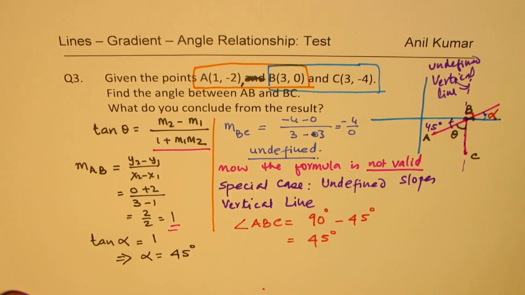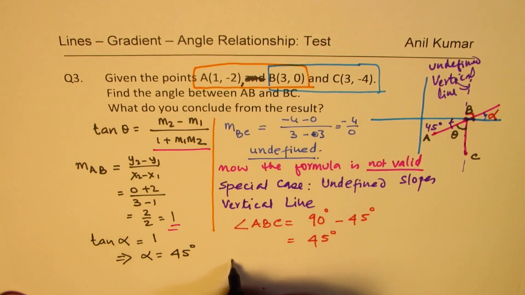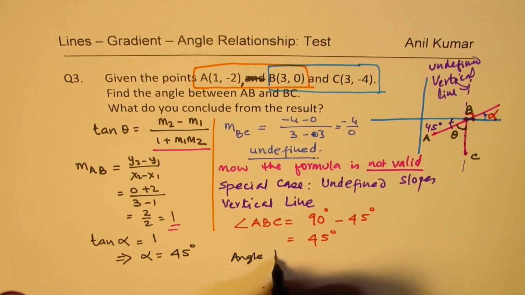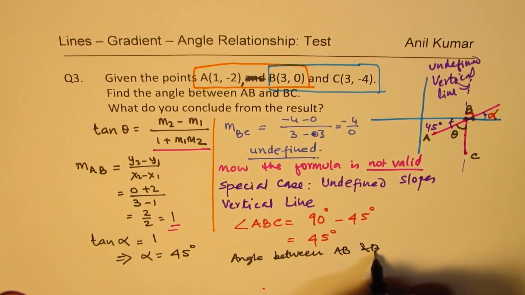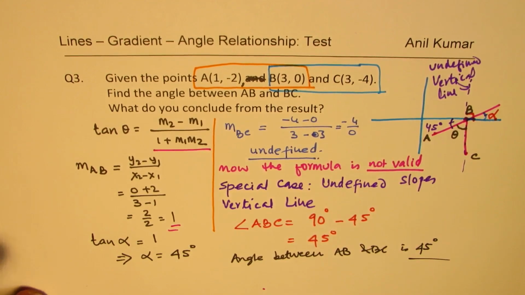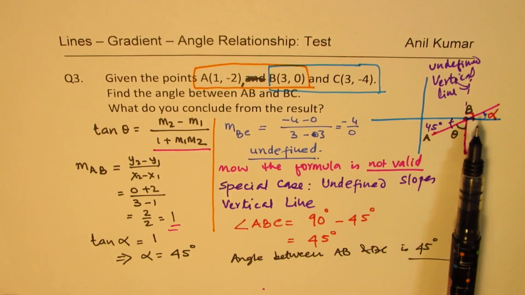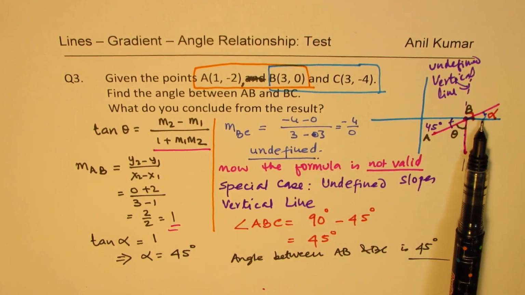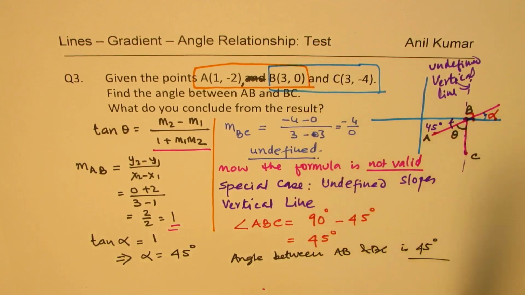So I hope that makes sense. So the answer for us is that the angle between AB and BC is 45 degrees. Is that clear to you, right? So whenever you have undefined slope, that means it's a vertical line making 90 degrees angle with the positive x-axis. So 90 minus the angle of the first line gives you the angle. So this is a special case.